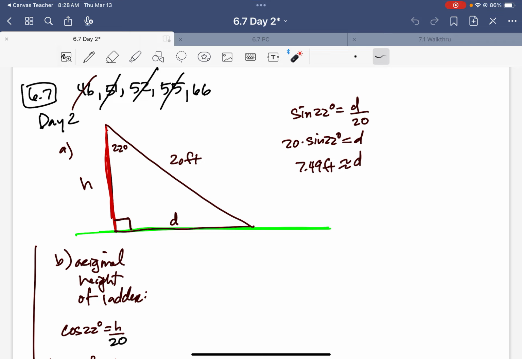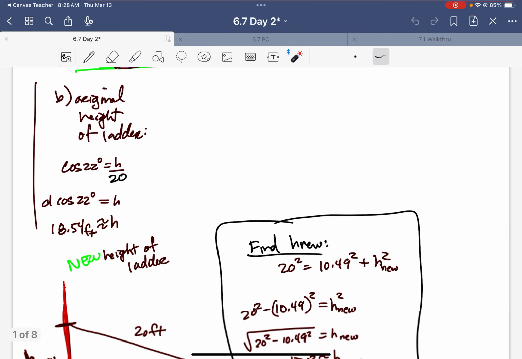So if we call this height h, this distance d, and this is always going to be 20 foot, then if we relate something I know and something else I know to something I want, how do I relate two sides to an angle? Well, in this case, it's the opposite to the hypotenuse, so it's going to be sine. And so I multiply both sides by 20, and I get that 7.49 is about how long d is.